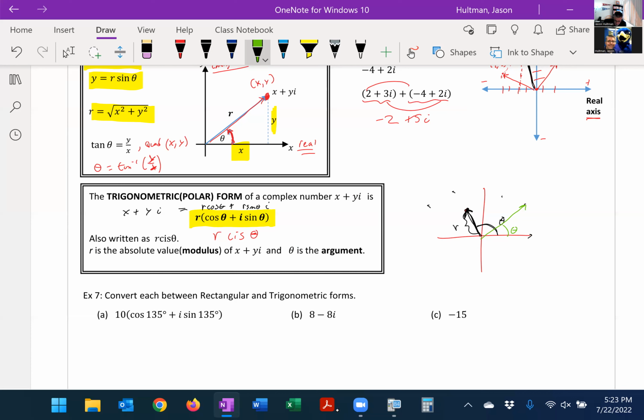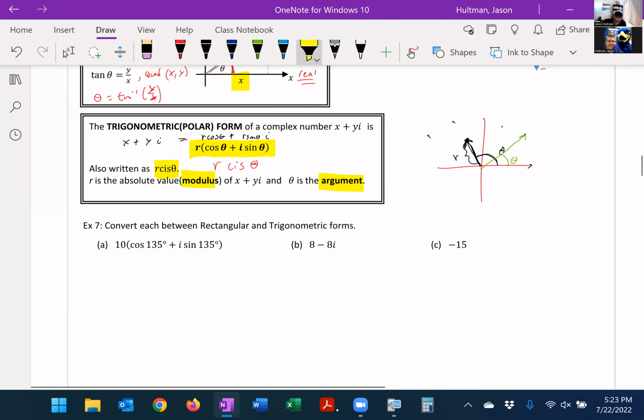Okay, also written RCIS for shorthand. R is the absolute modulus of x plus yi, or the magnitude, and theta is called the argument. So modulus, argument. Convert each between rectangular and trigonometric forms. So 10 cosine 135 plus i sine 135, that's the trigonometric form.